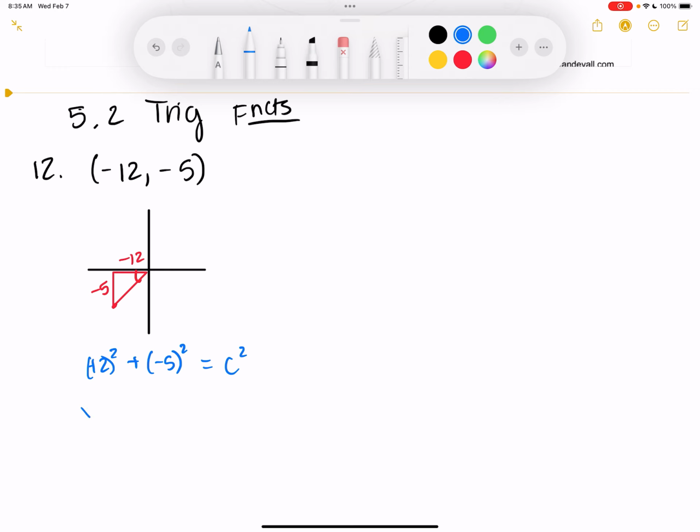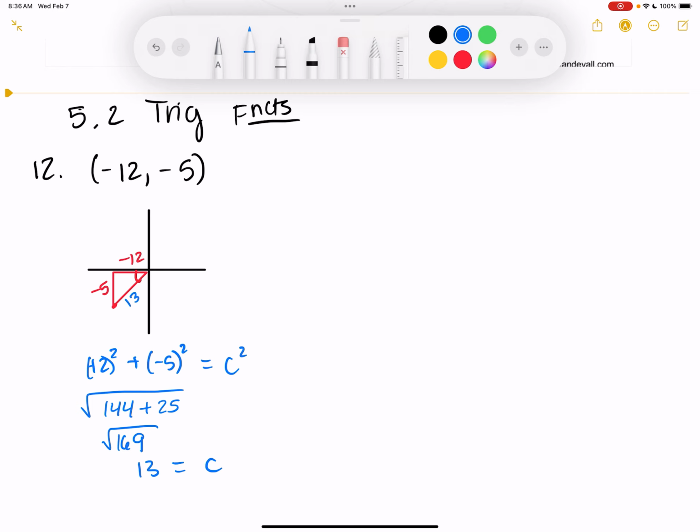So this is the square root of 144 plus 25, which is the square root of 169. Does anybody know what that square root is? It's a perfect one. 13. So C is 13. So this side length is 13. The hypotenuse value always has to be positive regardless of what x and y are. That long side here always has to be positive.